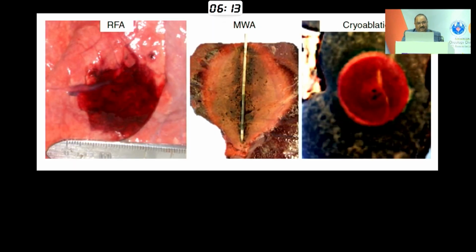Now see, this is the image to show how the ablation margin looks with RFA, microwave and cryoablation. See, the RFA margin is irregular. In the periphery, because of the heat sink effect, the ablation is not uniform. So that is why we use a safety margin of 1 centimeter. Microwave is relatively uniform, and cryoablation is a very clearly delineated ablation.